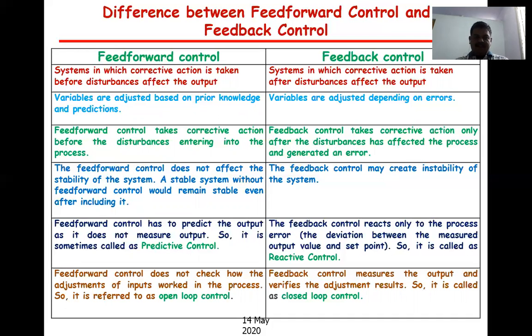Feed forward control has to predict the output and does not measure it, so it is sometimes called predictive control. Feedback control reacts only to the process error, the deviation between the measured output value and the set point, so it is called reactive control. Feed forward control does not check how the adjustments of inputs worked in the process, so it is referred to as an open loop control system. But feedback control measures the output and verifies the adjustment result, so it is called closed loop.